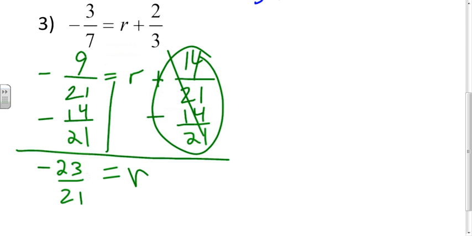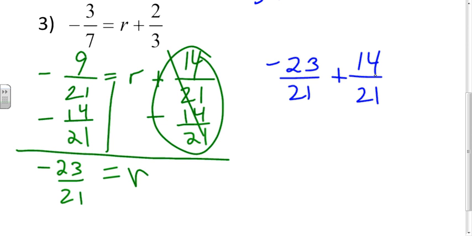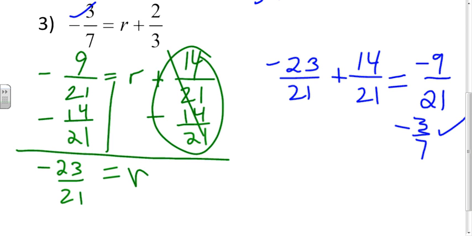And I want to check this work here, so I'm going to substitute back in. I'm just going to use this equation where all the denominators were the same, just to make it a little faster. So I'm going to substitute negative 23/21 for r, plus 14/21. Negative 23 over 21 plus 14 over 21 is equal to negative 9 over 21. And if I divide the numerator and denominator by 3, that's equal to negative 3 over 7, which checks out to our original problem.